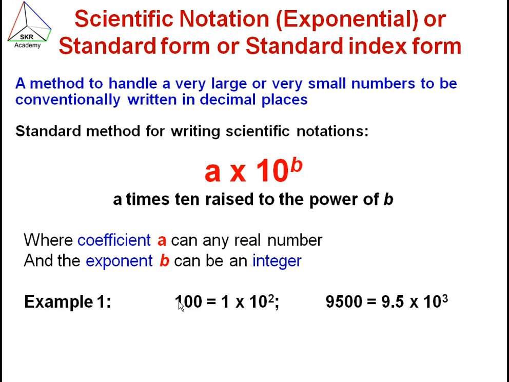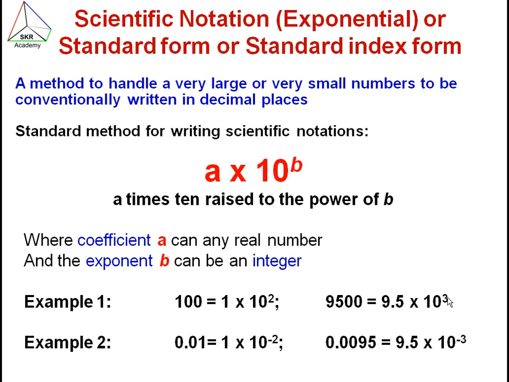So let's take an example. If we want to convert 100 into scientific notation, we write 1 times 10 raised to the power 2, and 9500 becomes 9.5 times 10 raised to the power of 3. In example number 2, if we want to convert 0.01, it becomes 1 times 10 raised to the power of minus 2, and 0.0095 becomes 9.5 times 10 raised to the power minus 3.